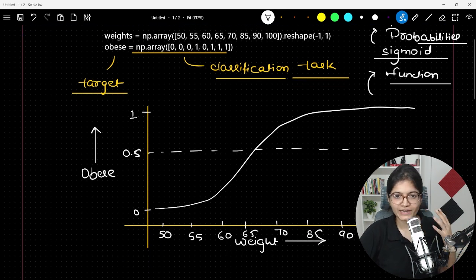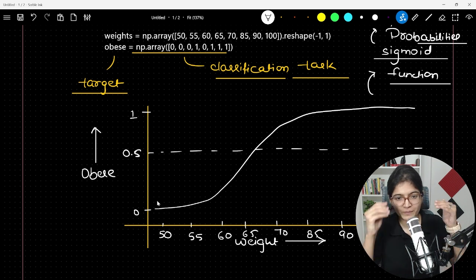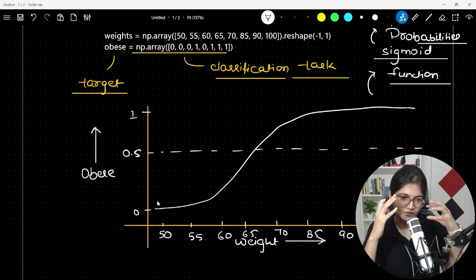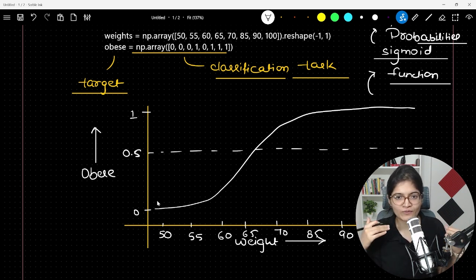So what is happening here? For example, we are saying if the weight is 50, the person belongs to the non-obese category, means it belongs to class 0, means the probability should be less than 0.5, then only we can say it will belong to class 0. Then if the weight is 55, again 0. If the weight is 60, again 0. If the weight is 65, it is showcasing as 1, means it belongs to the obese category. Then for 70, it is again 0. 85, it is again 1. 90, it is again 1. 100, it is again 1.